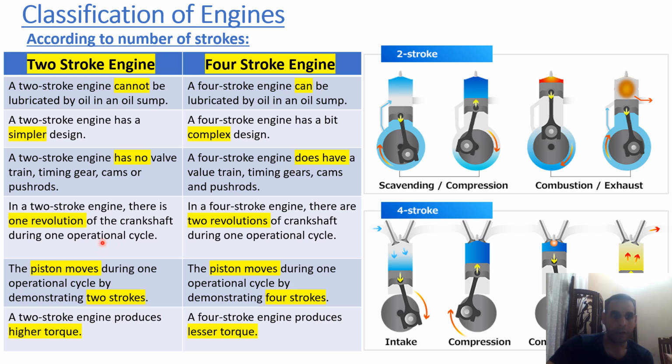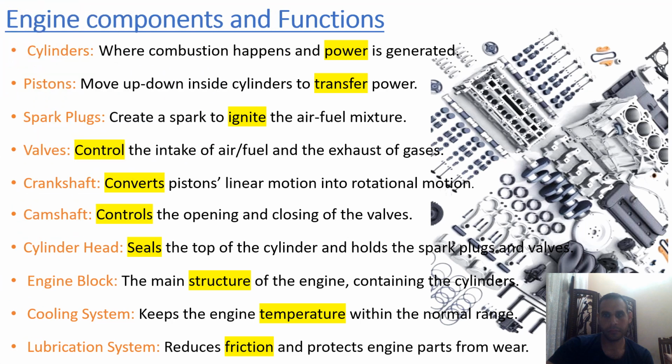In the 2-stroke engine there is 1 revolution of the crankshaft during the operation cycle, and in the 4-stroke engine 2 revolutions of the crankshaft during 1 operation cycle. If we need a higher torque, we must select the 2-stroke engine, and if we need less torque, we can select the 4-stroke engine.